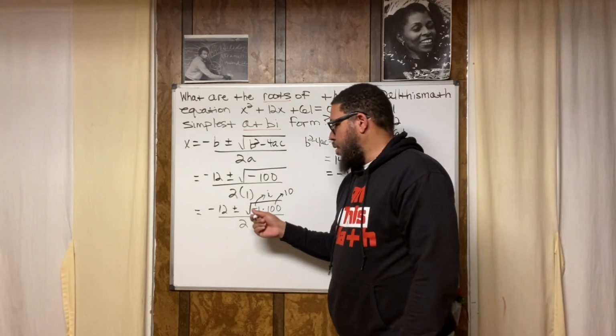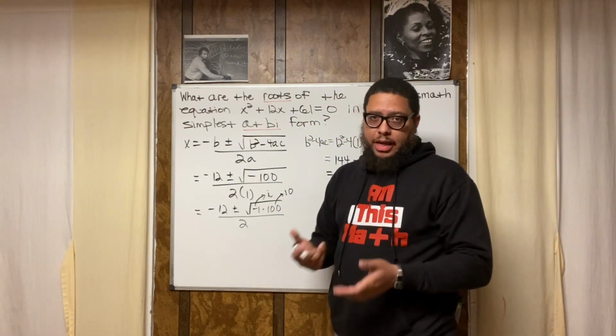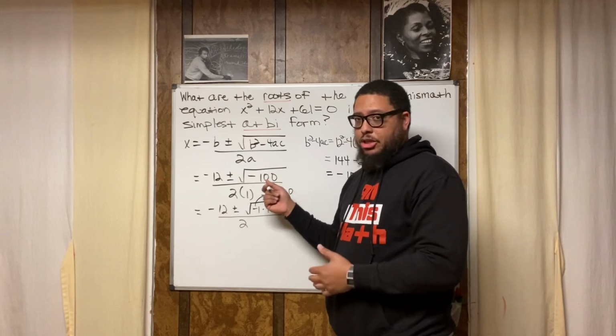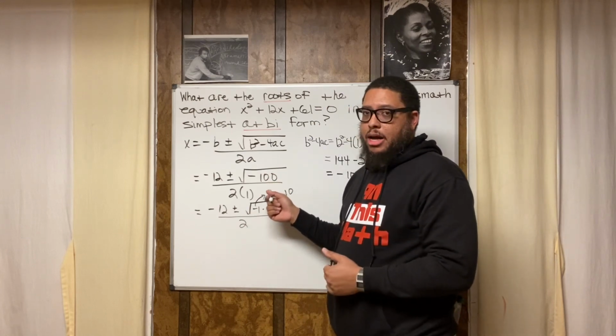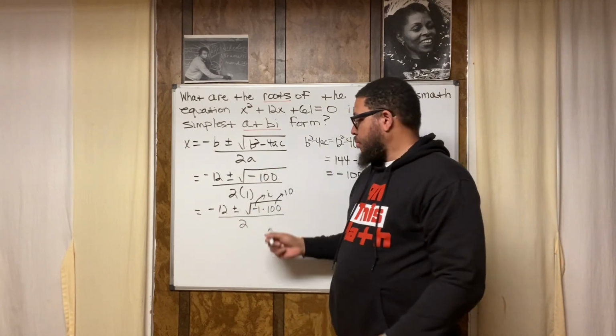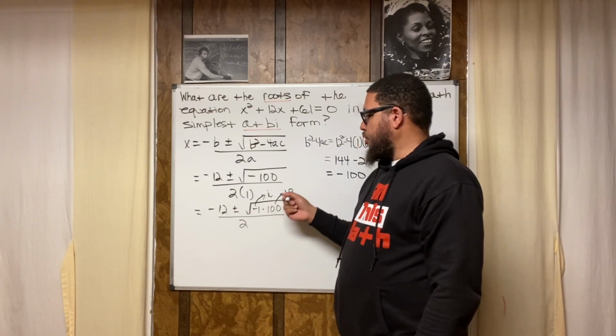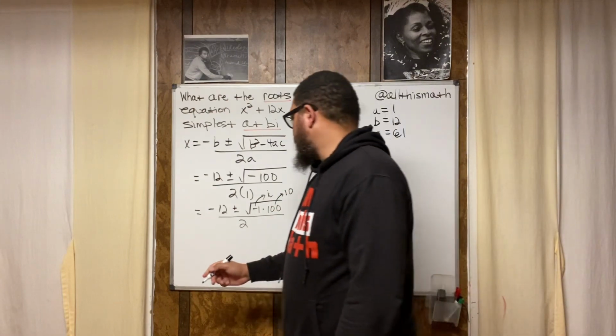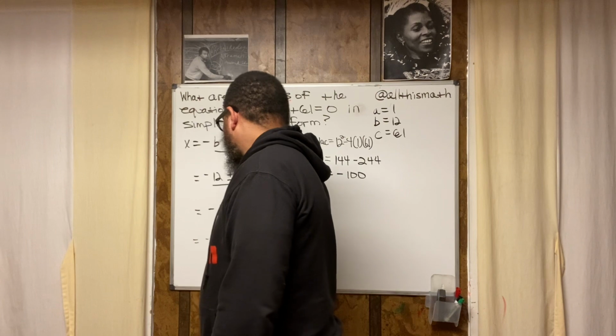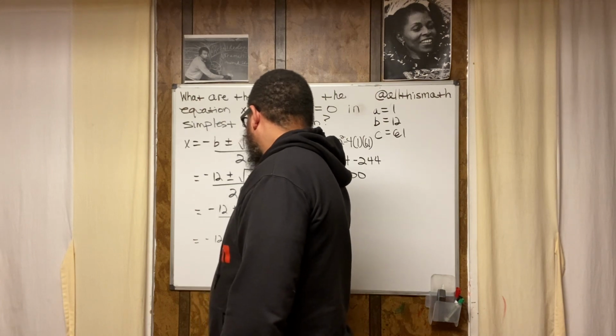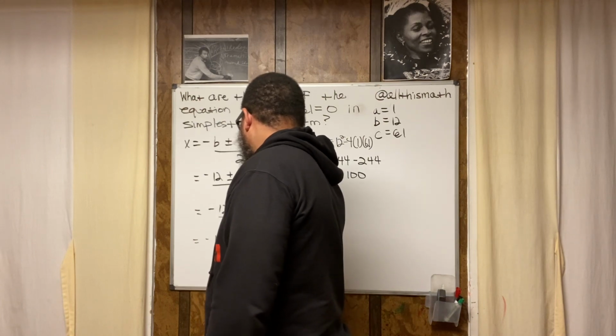Because the negative 1 part, which the negative sign represents a negative 1 that's being multiplied by 100, is going to be lowercase i, which stands for the word imaginary. And the square root of 100 is just 10. So now we got negative 12 plus or minus 10i all over 2.